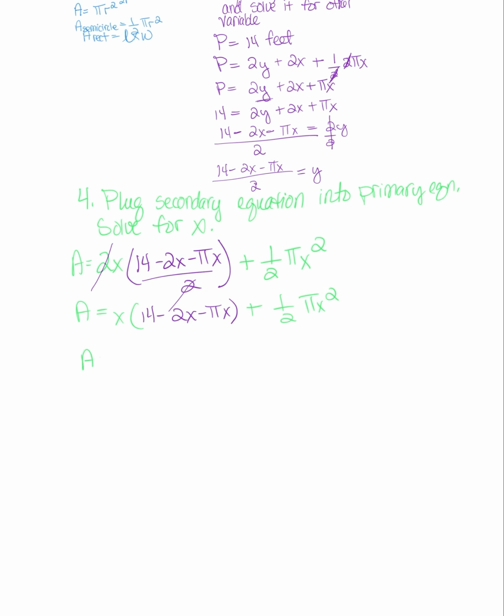All right, so now let's put everybody together. And we can do 14x minus 2x squared minus pi x squared plus 1/2 pi x squared. All right, well, we can further simplify this. We have some like terms here. We have pi x squared. Well, when you have a full pi and it's negative, you have a negative full pi plus half of a positive pi, that's going to leave you with negative half pi x squared. And then you have 14x minus 2x squared.